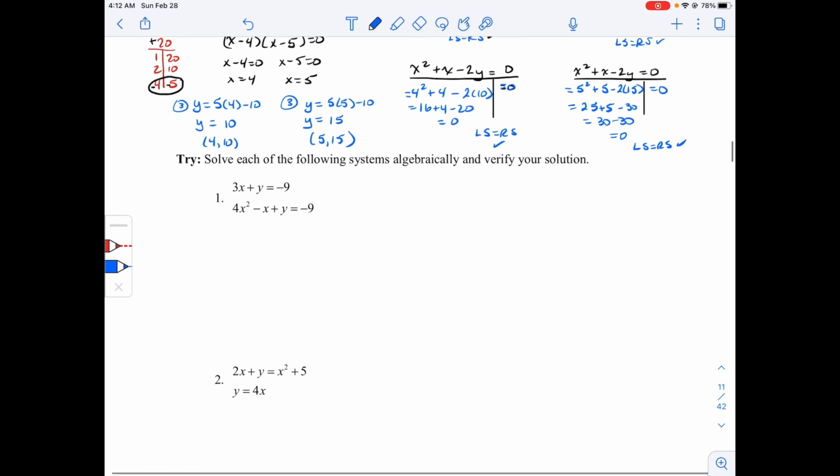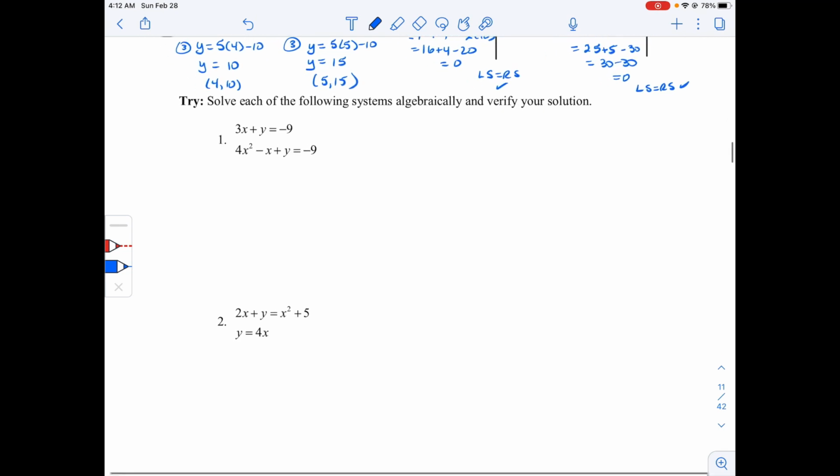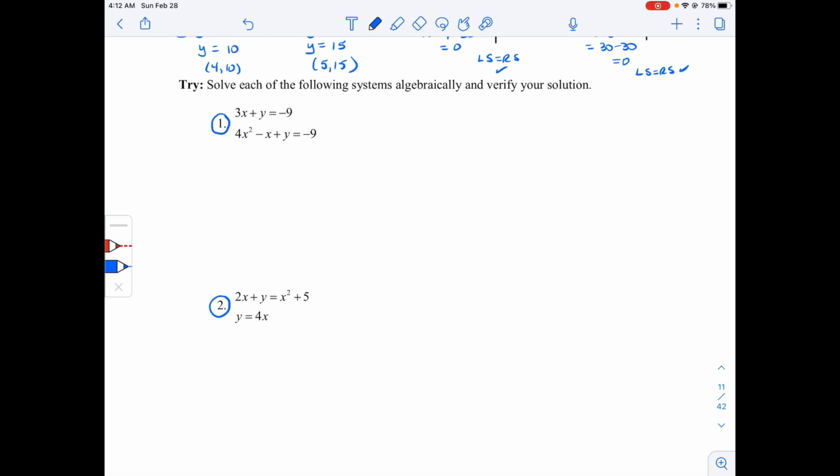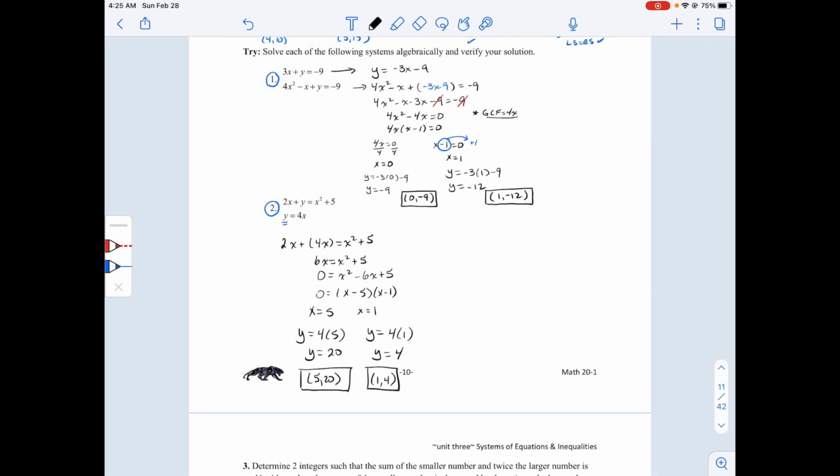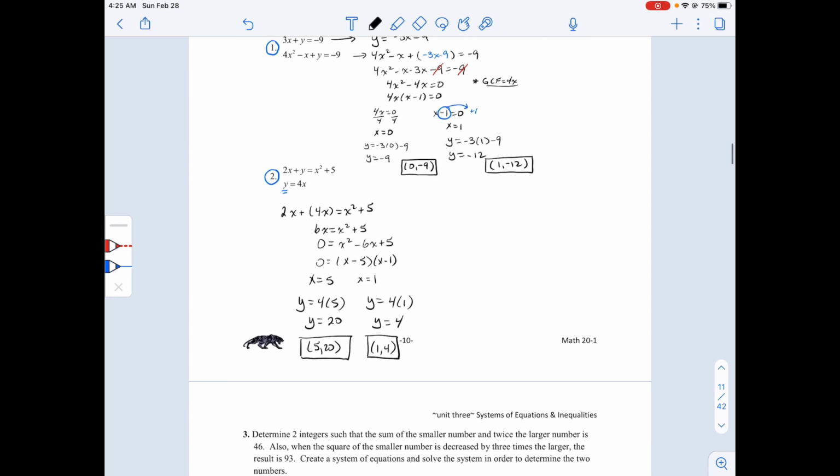Okay? If you would like to try the first equation and the second equation, I can give you those solutions. Okay, if you want to pause the video. For this second equation, it's set up quite nicely for substitution because we already know that y is equal to 4x. You can just pop that in for y. Okay, so if you tried those 2 questions, your solutions should be 0, negative 9, 1, negative 12, and 5, 20 and 1, 4. I would encourage you to try them, it's probably good practice. But if you want to look over your solutions, there's the answers there.